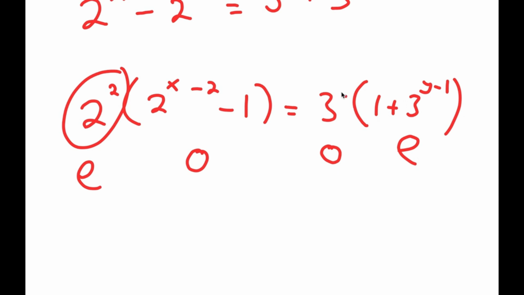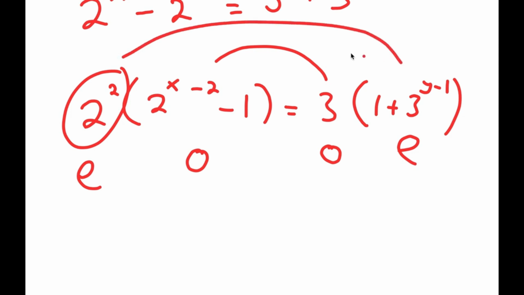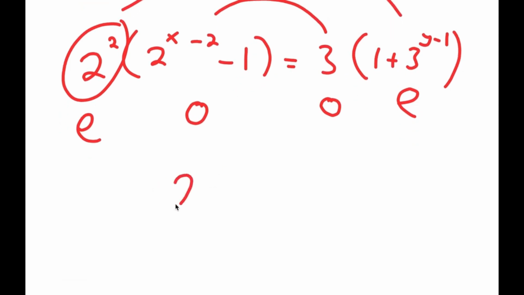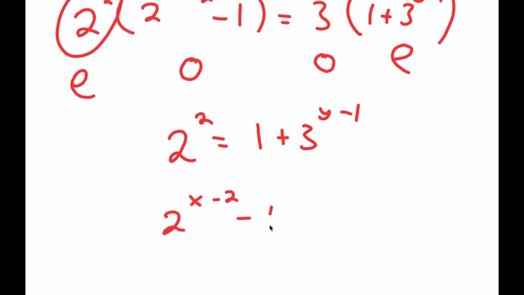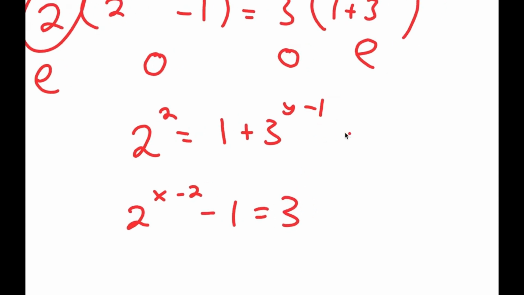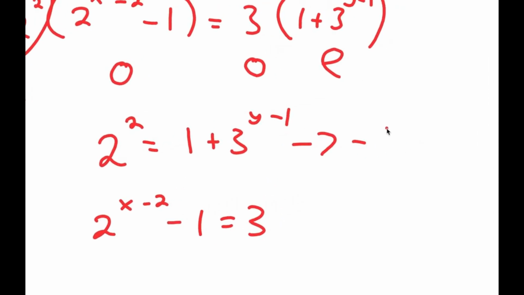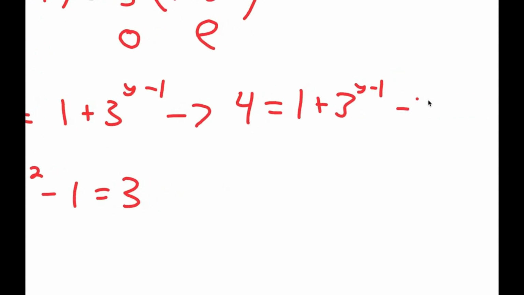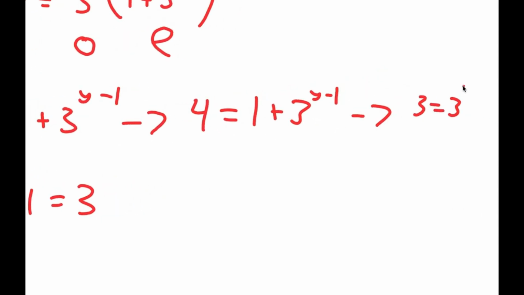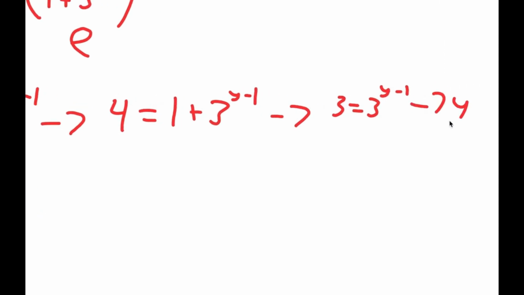Now, what I'm going to do is I'm going to set the odd numbers equal to each other, and then the even numbers equal to each other. So this gives me two equations. I get 2 squared is equal to 1 plus 3 to the power of y minus 1. And I also have 2 to the power of x minus 2 minus 1 is equal to 3. So let's first start with this equation. This is going to equal 4 is equal to 1 plus 3 to the power of y minus 1. And this means that 3 is equal to 3 to the power of y minus 1, meaning y is equal to 2.